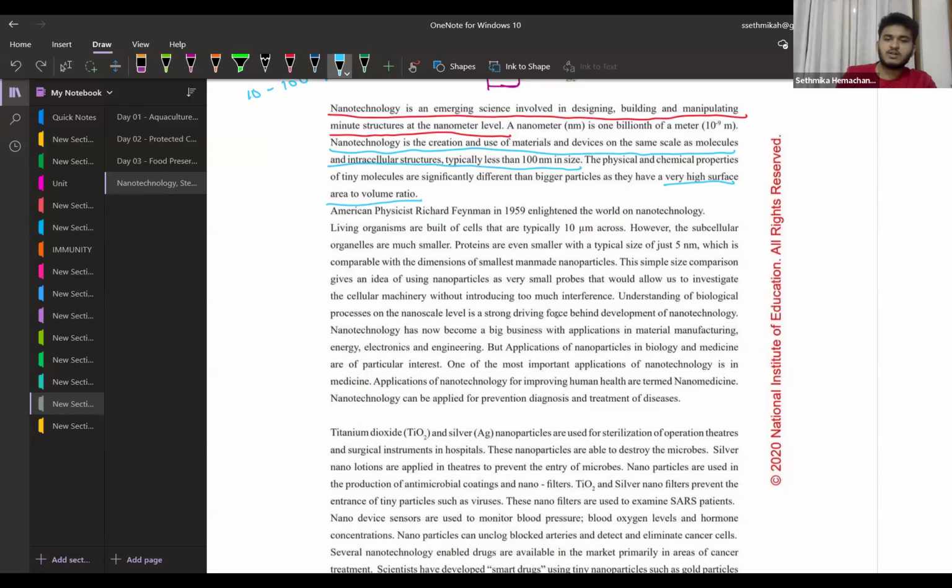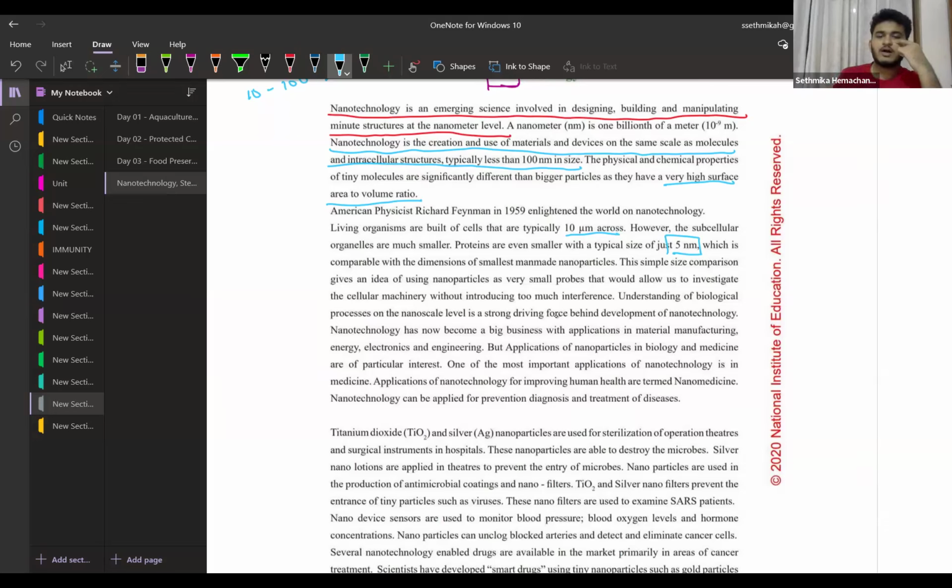living organisms are built on cells that are typically 10 micrometers across. So it's basically around 10 micrometers to 100 micrometers in size. However, the subcellular organelles are much smaller. Proteins are even smaller with a typical size of 5 nanometers. So these nanometers are the size of molecules, right? It's the size of protein molecules, monosaccharides, and lipid molecules. So again, we go down into the molecular level and start constructing something from there.